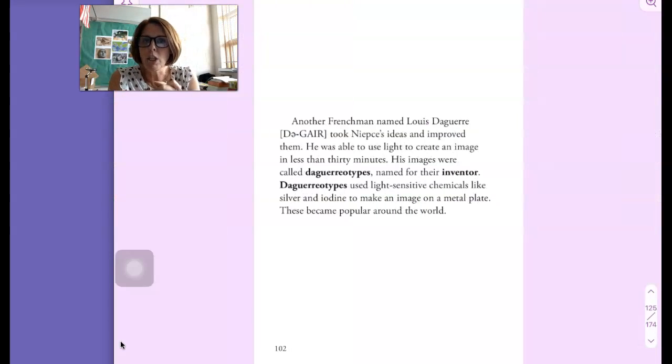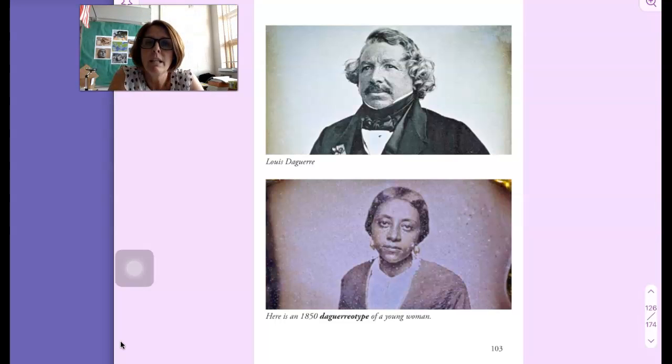Another Frenchman named Louis Daguerre took Niepce's ideas and improved them. He was able to use light to create an image in less than 30 minutes. His images were called daguerreotypes, named for their inventor. Daguerreotypes used light-sensitive chemicals like silver and iodine to make an image on a metal plate. These became popular around the world. I'm going to have to look that word up to see how it's pronounced. There's Louis Daguerre, and there's a daguerreotype of a young woman, so that's his version of a photograph there.